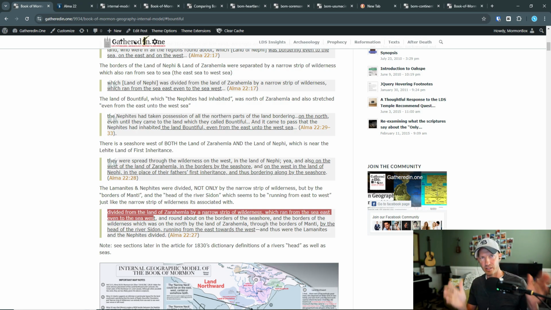In this case, it doesn't say whether it's talking about running around the east to the north or running around the west to the north, but we know that there's a wilderness running around probably both sides, because it talks about that in another little section. But this is the important part right here: through the borders of Manti by the head of the river Sidon, running from the east toward the west, and thus were the Lamanites and the Nephites divided.